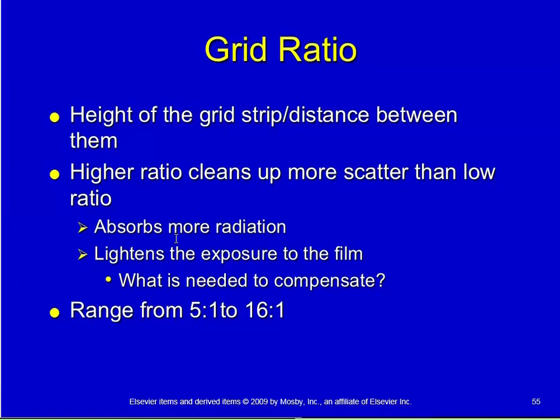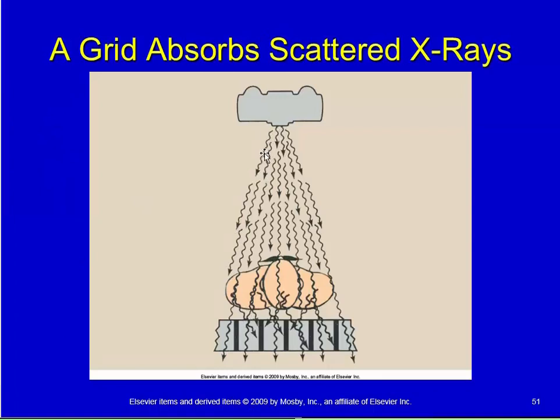It absorbs more of all types of radiation, but certainly all types of scatter. Since we've got grid strips that are standing on end, if we have an unattenuated penetrated beam photon that strikes right here, it's going to absorb that photon. So it'll absorb unscattered photons as well as scattered photons. But it absorbs proportionally more of the scattered photons than the unattenuated photons.